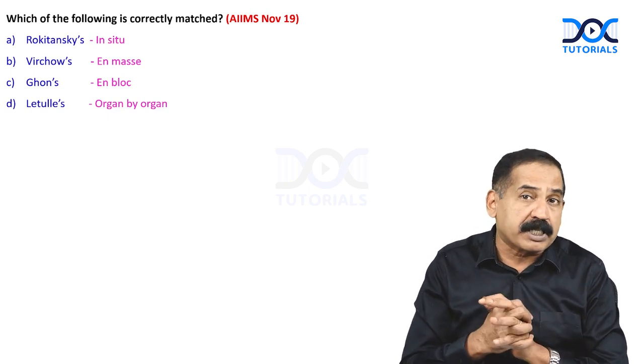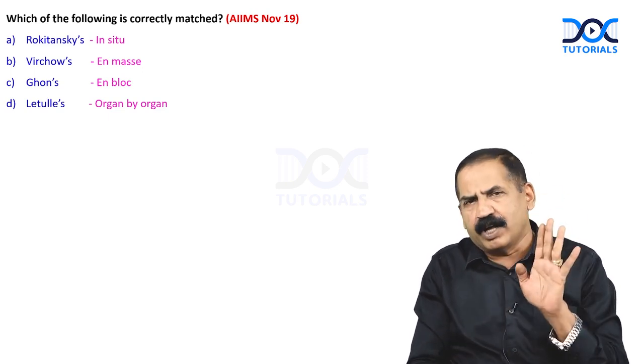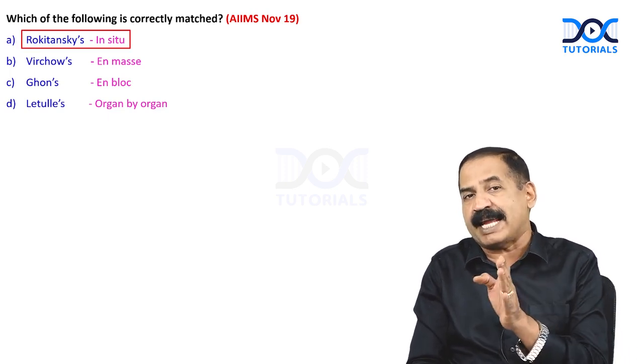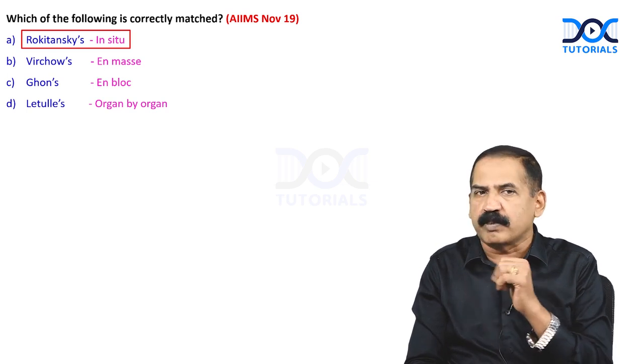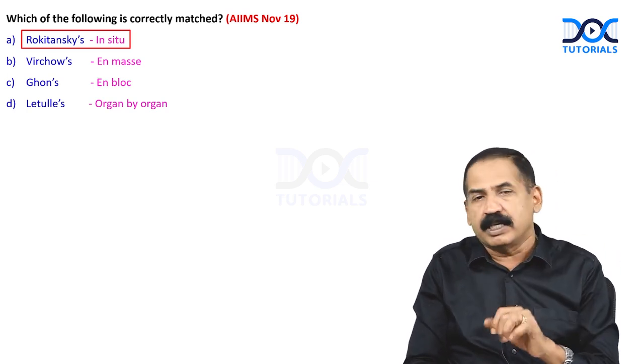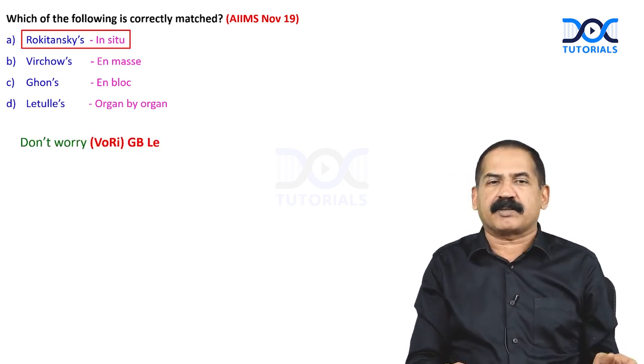Which of the following is correctly matched? Asked in AIIMS November 19. Already know the answer. Rokitansky in situ, correct. Workhorse and en-mass, no, workhorse is organ by organ. Gauss is block by block. Lettuce is en-block or en-mass technique.